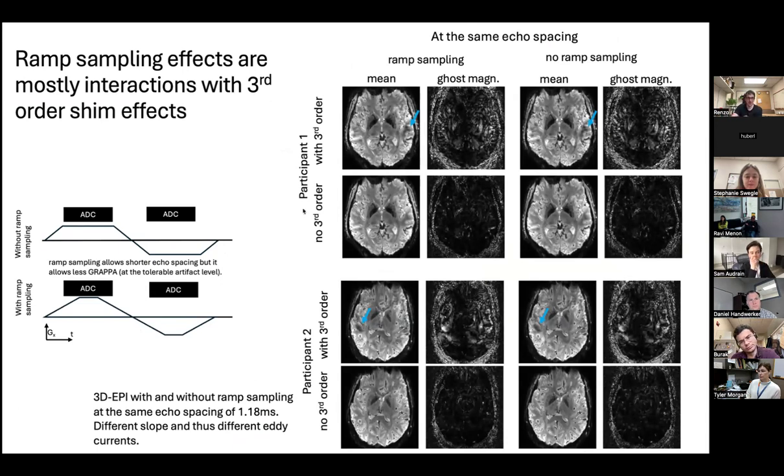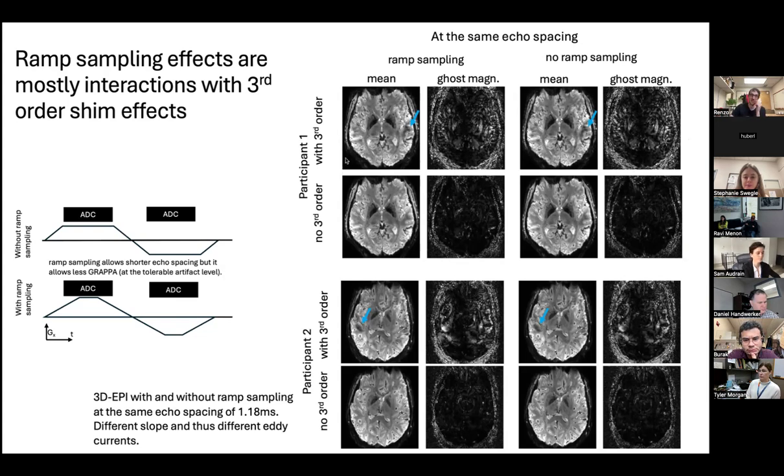And here you can see this for two participants. I'm showing you the mean EPI image, and the ghost magnitude, with ramp sampling and without ramp sampling, for a case with third order and without third order. And I believe what I can see here is that we have these huge artifacts coming from these larger ghosts. However, when we unplug the third order shim, these artifacts are mostly going away anyway across participants.